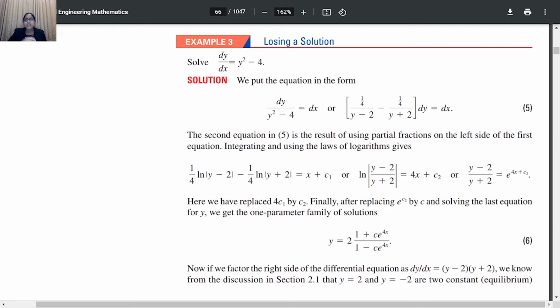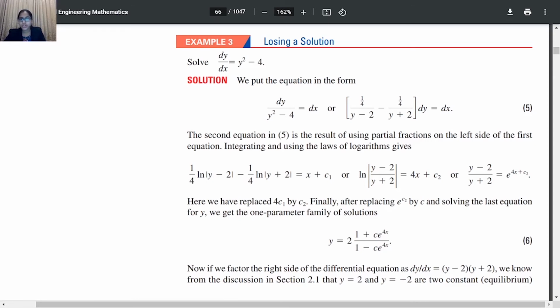Now let's move back to the question that is given to us. We are asked to solve dy by dx is equal to y square minus 4. Now let me factorize y square minus 4. Once we factorize, we get y minus 2 into y plus 2, right? So when I put y is equal to 2, the right hand side becomes 0, and when y is 2, the derivative of y is also 0. So that is a solution. y is equal to 2 is a solution. Similarly, y is equal to minus 2 is also a solution, right?